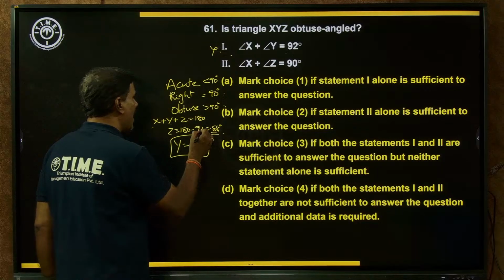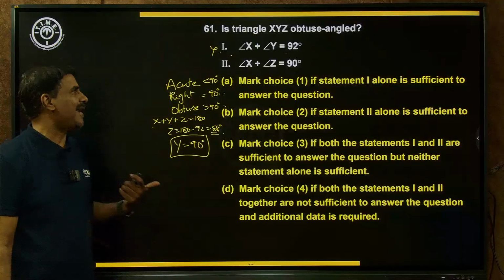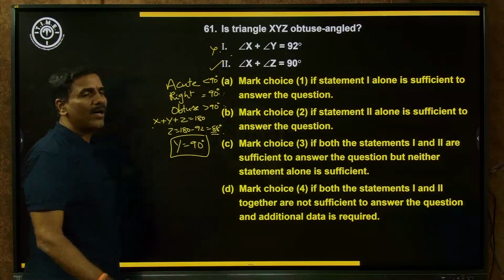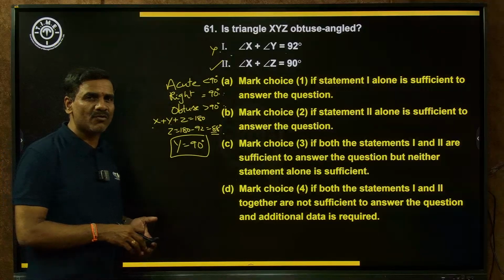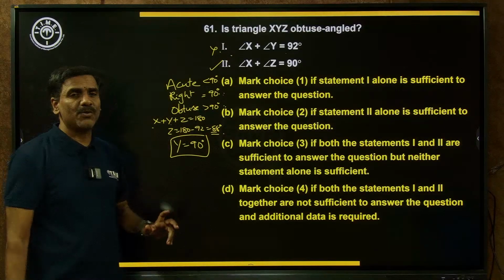And if you have one of the angles as 90 degrees, it has to be a right angle triangle. So it cannot be an obtuse angle triangle. So second statement alone is sufficient. Because one important point that we have studied in geometry in school days is what? One triangle cannot have a right angle as well as an obtuse angle at the same time.